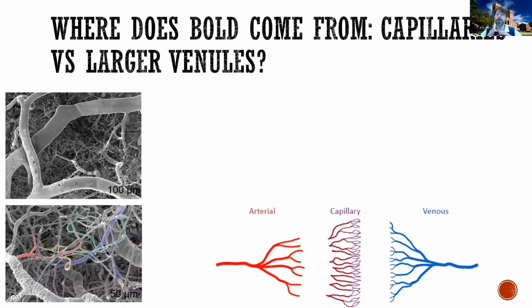Alrighty, so the next question I want to ask is, where does BOLD fMRI come from with respect to whether it's generated more in and around capillaries versus in and around larger venules? So you're seeing here a depiction of the arterial venous interface.